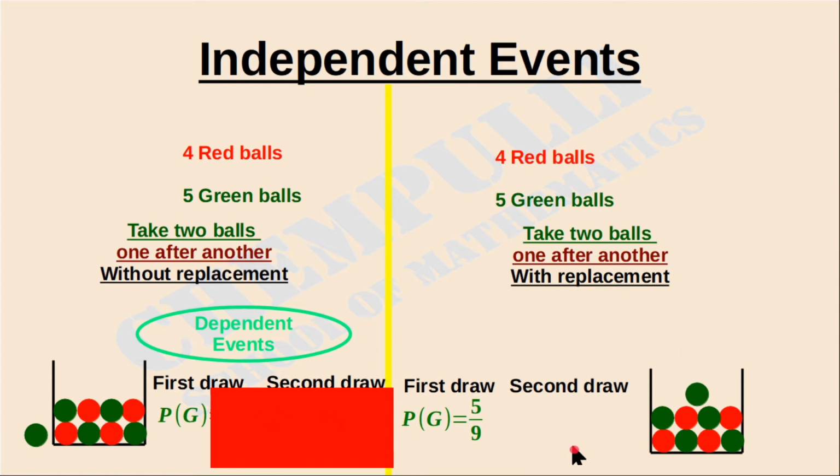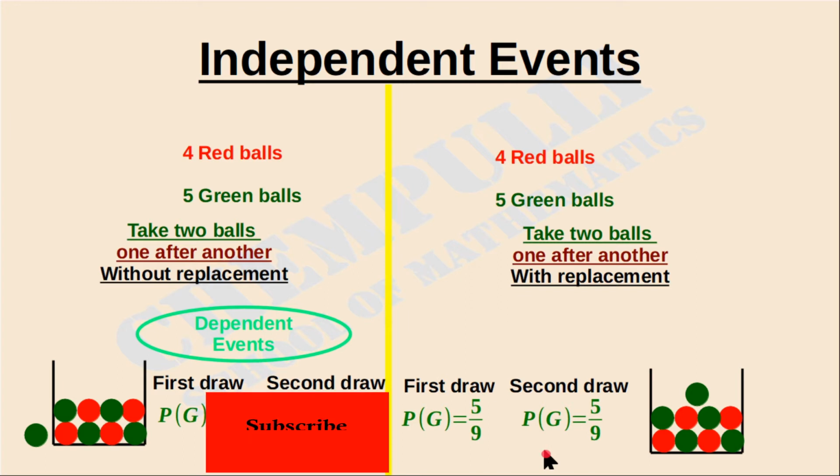That means we have to replace this ball in the same place. Now the second draw, what is the probability of getting a green ball in the second draw? The favorable cases are the green balls. That is 5 cases. 5 over, then total how many cases are there? Total 9 balls are there. That is, the probability of getting a green ball is equal to 5 over 9. Now you can check this one. The second draw does not depend on the first draw. That means these two events are independent events.